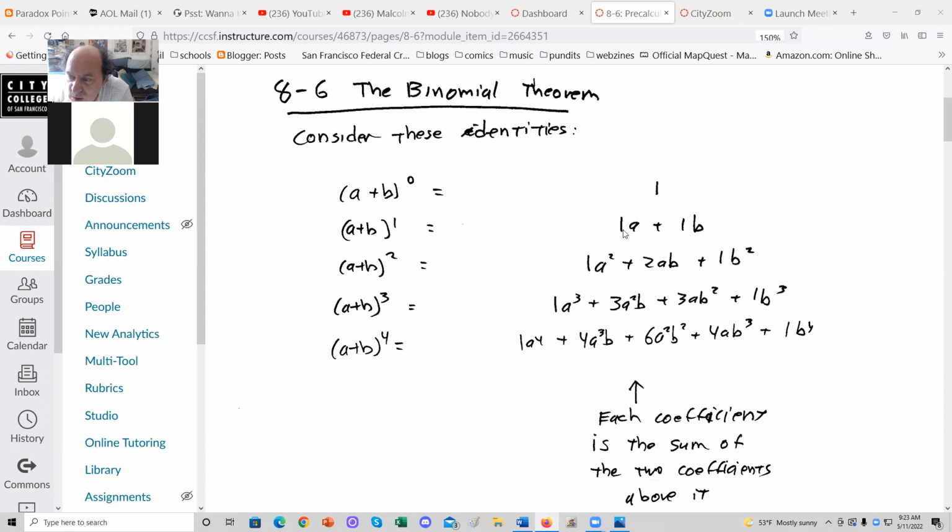1 plus 1 equals 2. 1 plus 2 equals 3. 2 plus 1 equals 3. Well, imagine these are zero coefficients out here. So 0 plus 1 is 1. 1 plus 0 is 1. 0 plus 1 is 1. 1 plus 0 is 1. 0 plus 1 is 1. 1 plus 3 is 4. 3 plus 3 is 6. 3 plus 1 is 4. 1 plus 0 is 1.